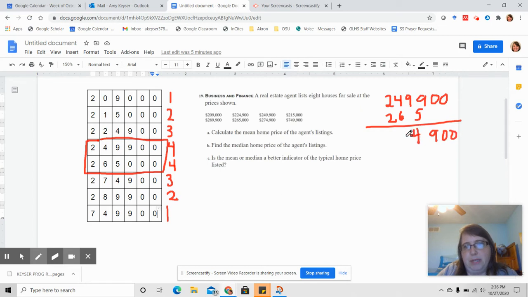9 and 5 is 14. Carry a 1, 11. Carry 1, 5. Now I'm going to show you a little long division trick that a former student taught me. 5 goes into 2 twice with 1 left over. 2 goes into 11 5 times with 1 left over. 2 goes into 14 7 times. 2 goes into 9 4 times with 1 left over. 2 goes into 10 5 times, and then the 0. So here's our median, 257,450.